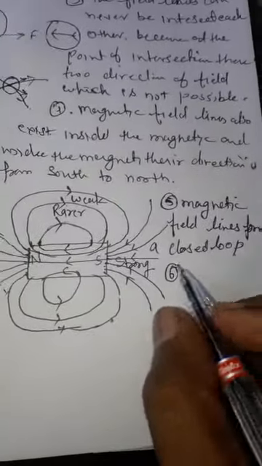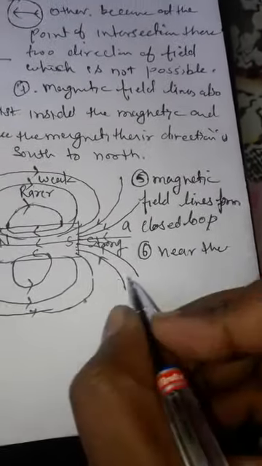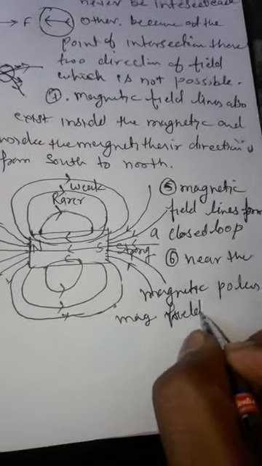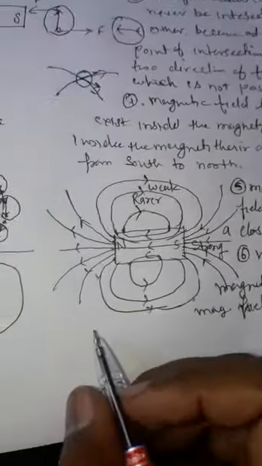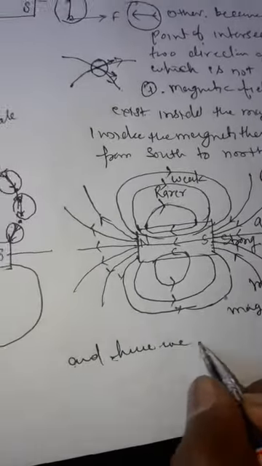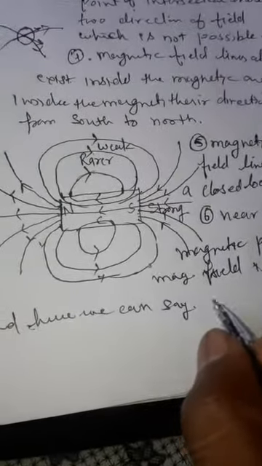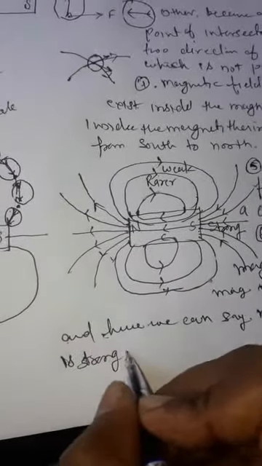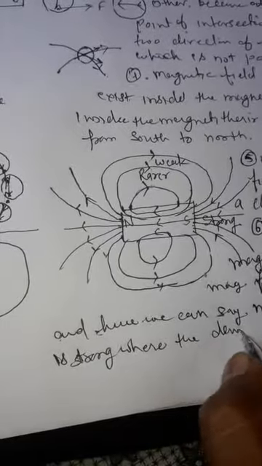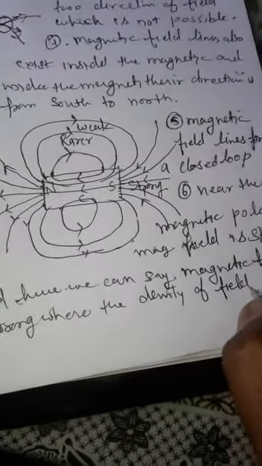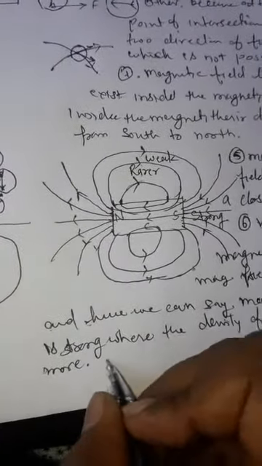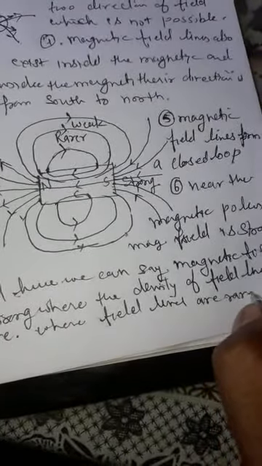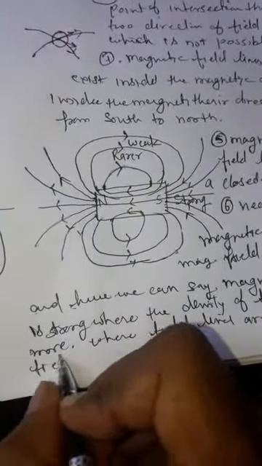So we can write: near the magnetic poles the magnetic field is strong, and hence we can say the magnetic field is strong where the density of field lines is more, and where field lines are rarer, the field is weak.